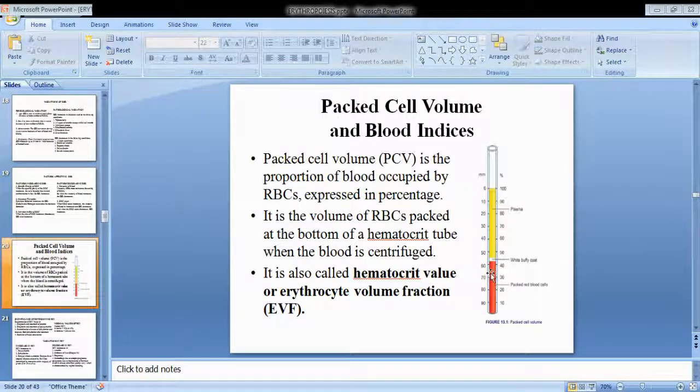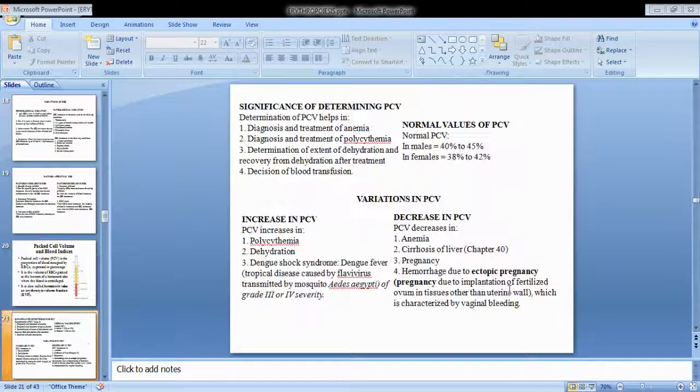So what is the packed cell volume? See, this is the packed cell volume. You can see the red color, the cells settling at the bottom, and this is the plasma. This is called the hematocrit. It is the proportion of the blood occupied by the RBC expressed in percentage. So the percentage of this tube occupied by the RBC is called the packed cell volume. It is the volume of the RBC packed at the bottom of the hematocrit tube. So this is called the hematocrit value or erythrocyte volume fraction.